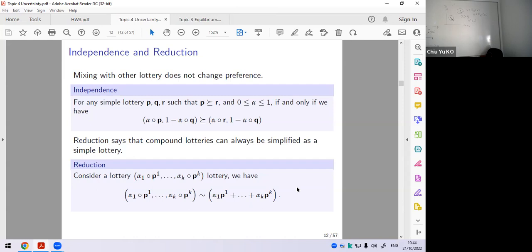Some textbooks combine these two axioms and say the compound lottery and simple lottery are interchangeable. This axiom says you can go from compound to simple, and this one says simple to compound, because you can always add things there. But anyway, these are the axioms. I follow the Hill and Rennie textbook.